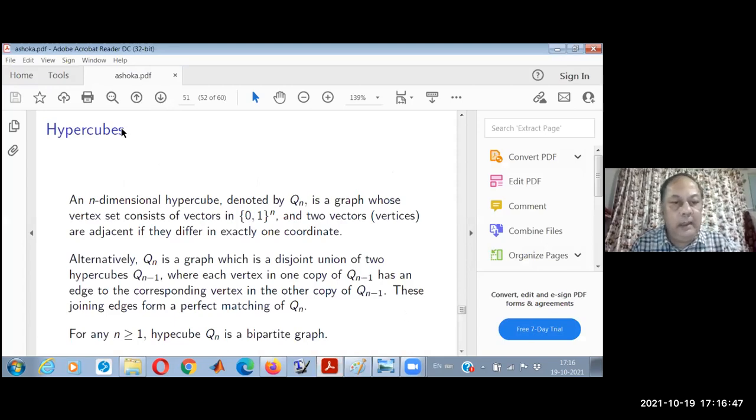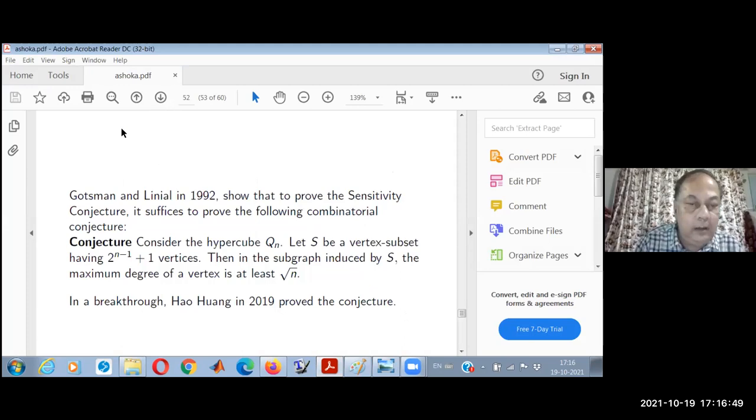So Gotsman and Linial provided the first link between the sensitivity conjecture and a very simple graph theory conjecture. So what is the graph theory? This link is not very clear. That's why I decided I cannot explain it properly. You need a lot of computer science background, and even then it is a bit unclear. I have not seen any seminar on YouTube where this link is very clearly explained. There may be some. So the link I cannot explain, but the graph theoretic conjecture is very easy to explain.